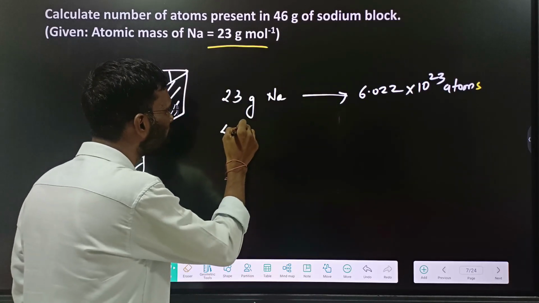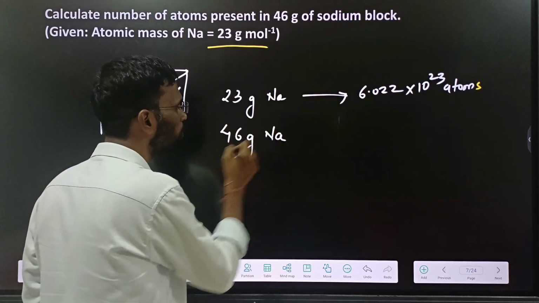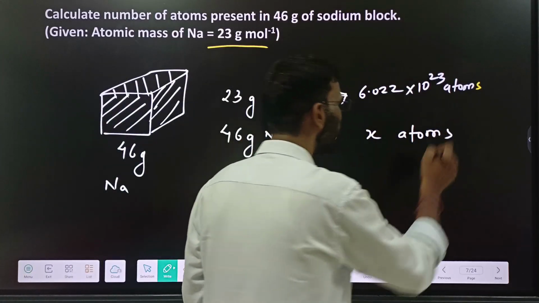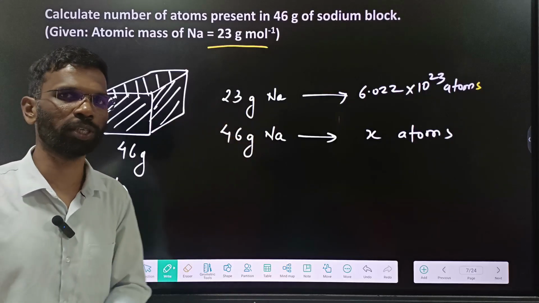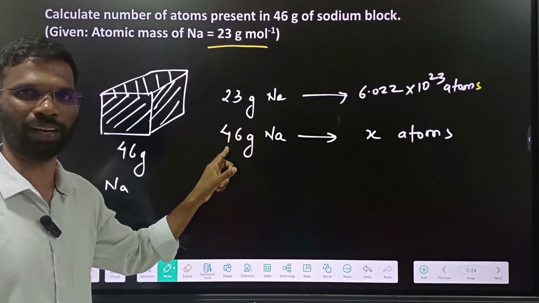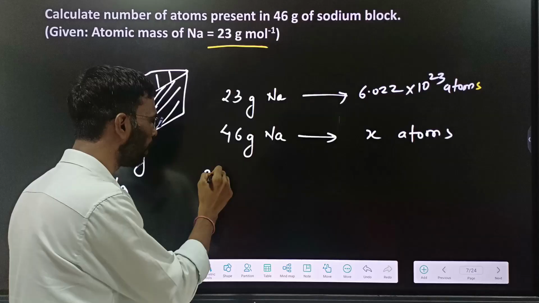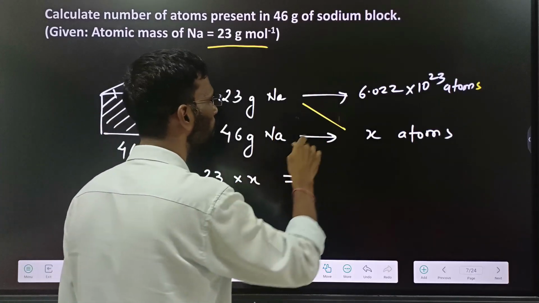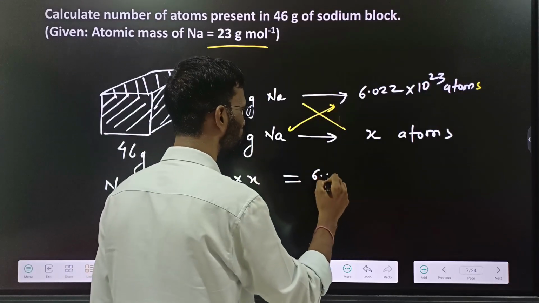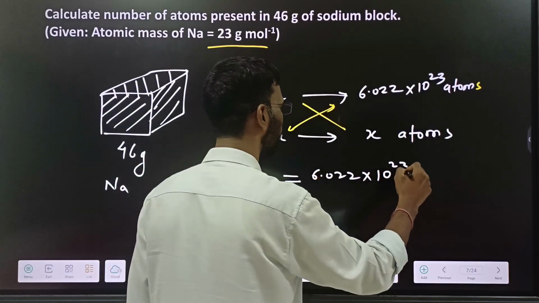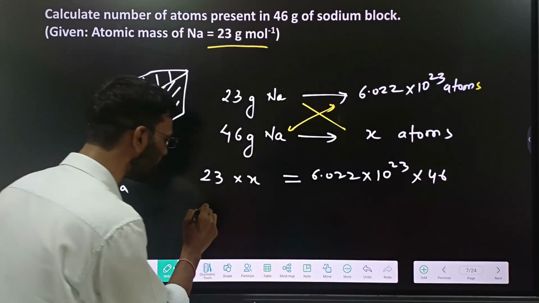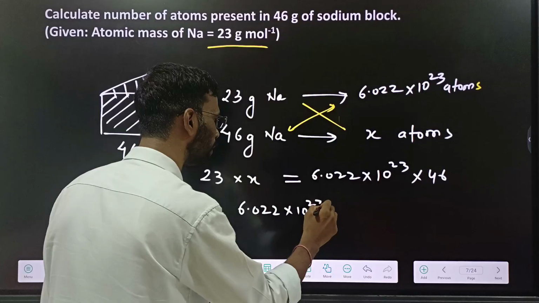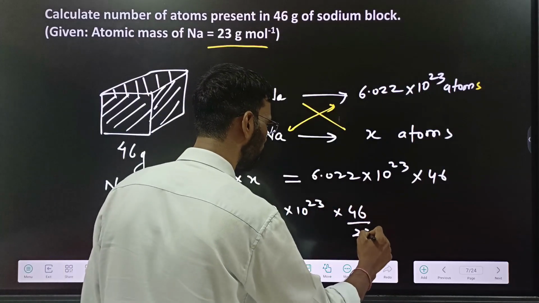So how many atoms? I am writing the weight over here. 46 gram of sodium will have X atoms. Is that clear? Simple cross multiplication. One is standard and the other I am finding, the unknown. So over here 23 into X equals 6.022 into 10 raised to 23 into 46. So X is equal to 6.022 into 10 raised to 23 into 46 divided by 23.